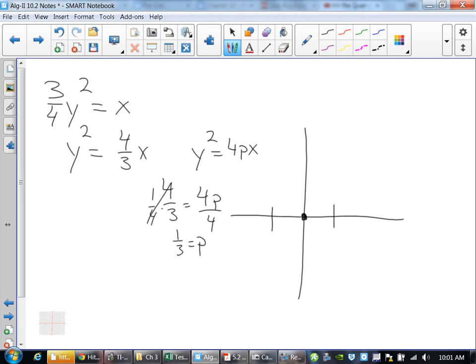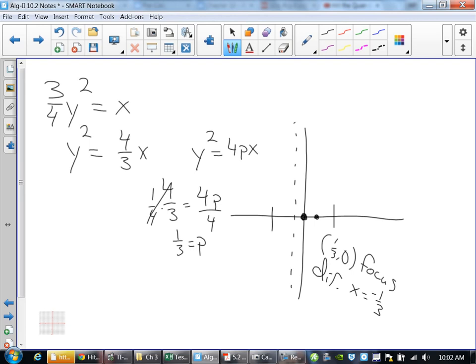So center at 0, 0. Focus at 1/3, 0 is my focus. Where's my directrix? Negative 1/3. My directrix then will be at x equals negative 1/3. You're right, negative 1/3, 0. Yes, because you're just telling me that's an ordered pair.